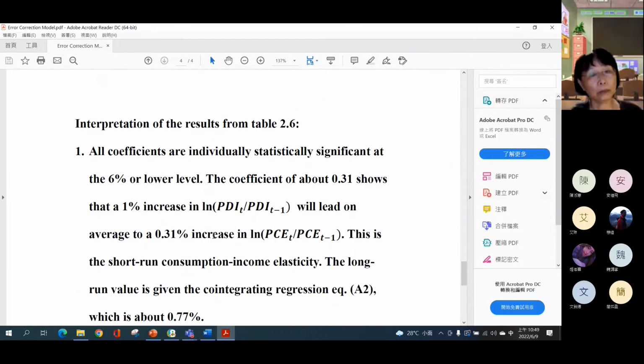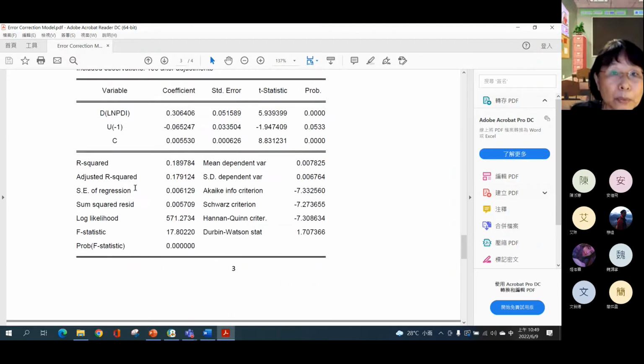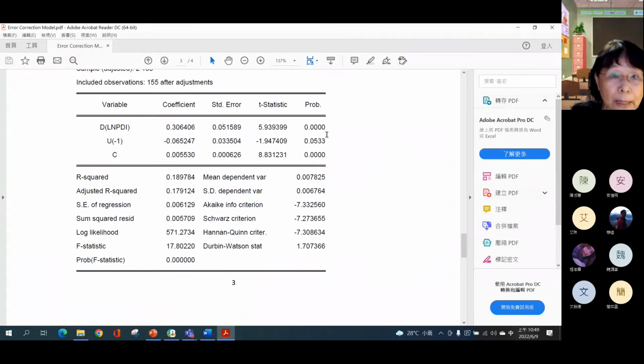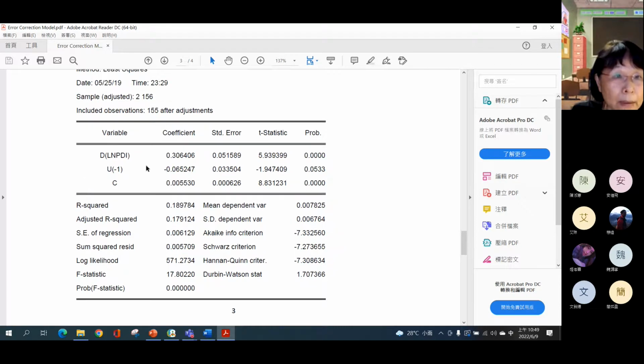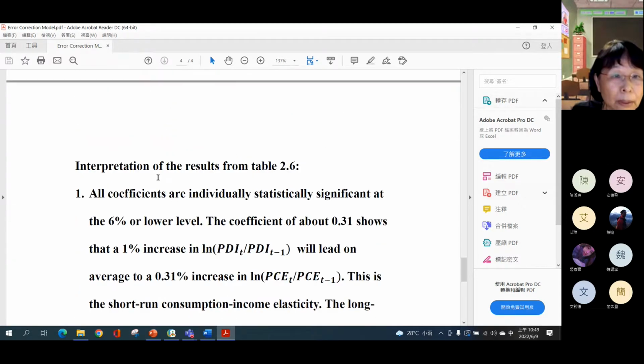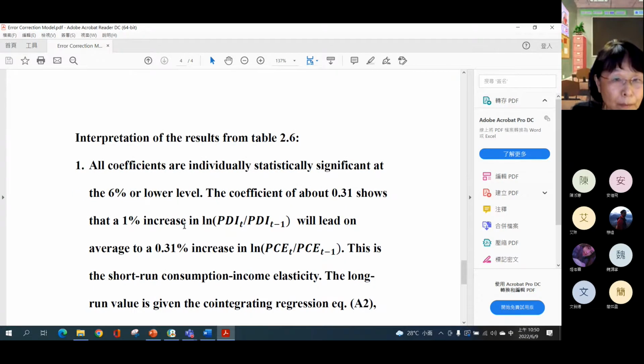Okay, so let's see. All the coefficients are individually statistically significant at 6%. So what we mean is, look at this probability here. This is 0.0533, which passes 10%. Okay, this passes 1% probability. So we all say they are significant. All the coefficients are individually statistically significant at 6% or lower level.